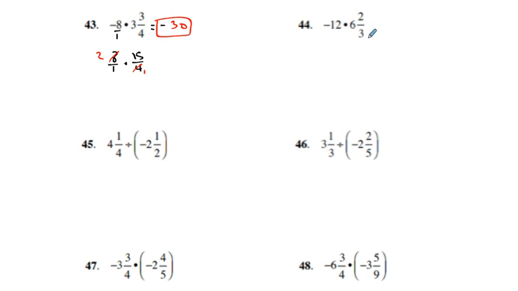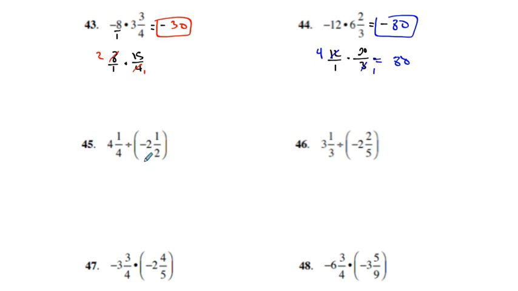Alright, negative 12 times 6 and 2/3. Negative 12 over 1, or just negative times a positive is negative, so I got 12 over 1 times 6 and 2/3, 18. 6 times 3 is 18. 18 plus 2 is 20. 20 over 3. Notice that 3 goes in there once, 3 goes in there 4 times, and you have 4 times 20, or 80. So negative 80.